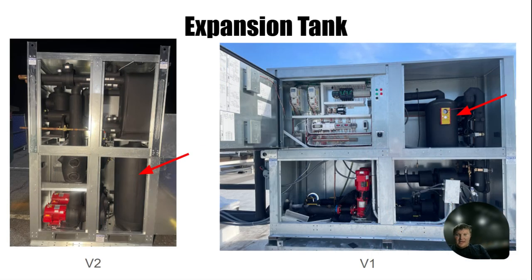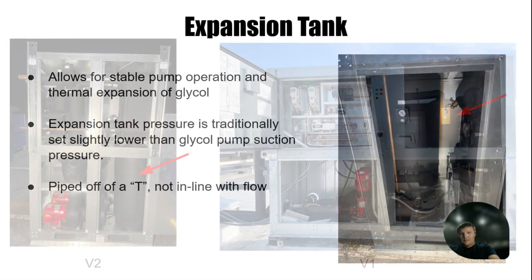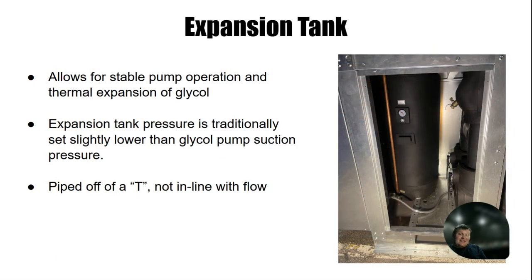Here's our expansion tank. And what that expansion tank is going to do is allow for stable pump operation and thermal expansion of the glycol. Expansion tank pressure is traditionally set slightly lower than glycol pump suction and is not piped in line, but off to the side. It's kind of teed in and sits to the side of flow.